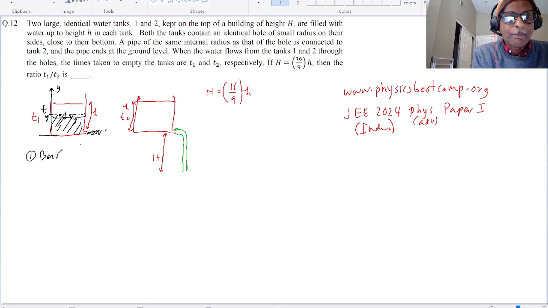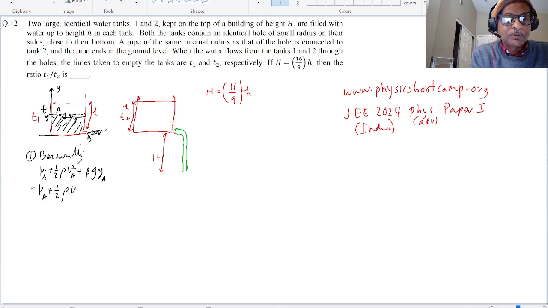So from Bernoulli, let's call this point A and this point B. At point A, the pressure is atmospheric pressure. So pressure at A plus half rho V at A squared plus rho g y of A should equal pressure at B plus half rho V at B squared plus rho g times 0. For this problem it will be a little different, but over here 0 is the reference. This is atmospheric pressure at both, and they will cancel out. This of course went away.